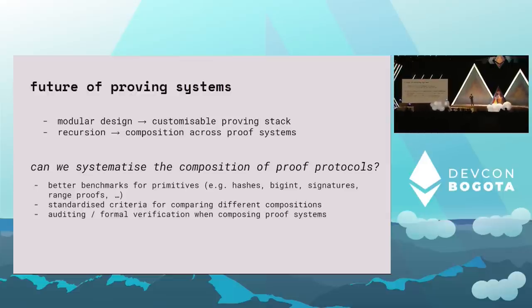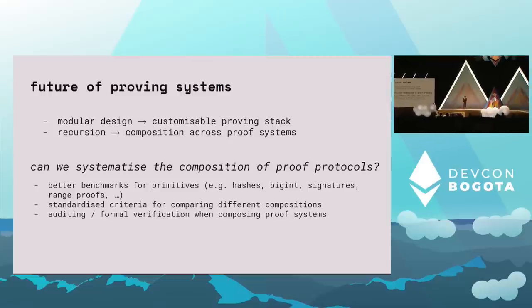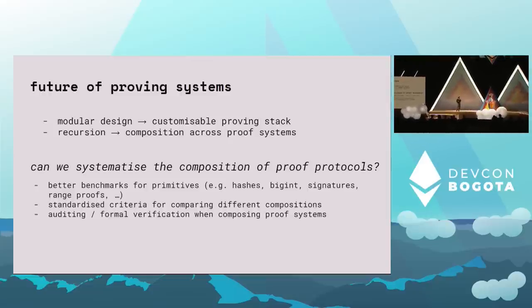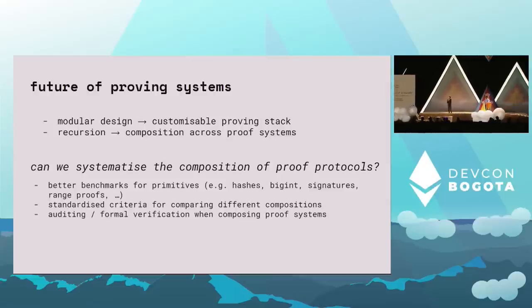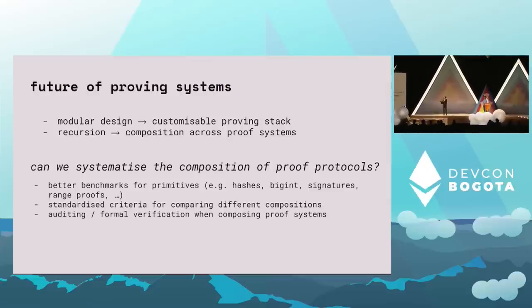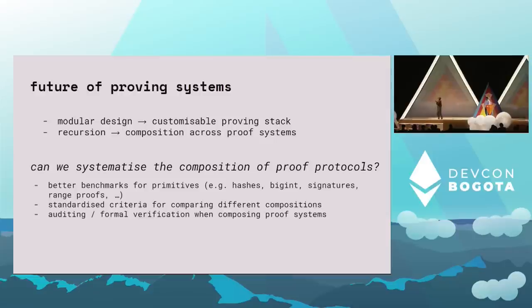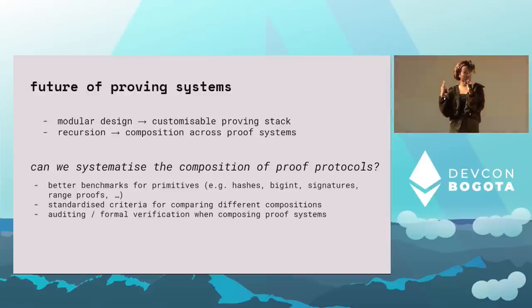The first being good, fair benchmarks of heavily used primitives like hash functions and bigint arithmetic. So, benchmarks of these primitives across different proving stacks. And the second is a kind of meta requirement: to think about what metrics we're interested in. For example, efficiency, proof size, and basically how to optimize towards these metrics. So on what basis are we comparing different compositions and configurations?